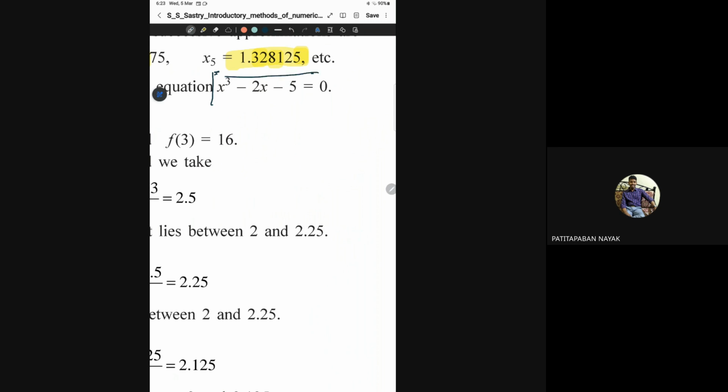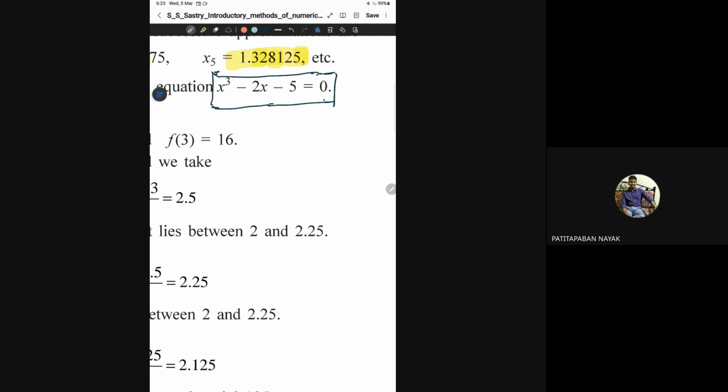Can we use a calculator? Yeah, yeah, you have to use a calculator. You can use a calculator.